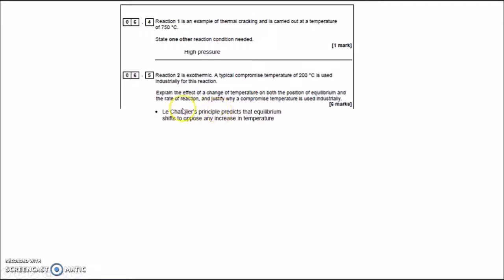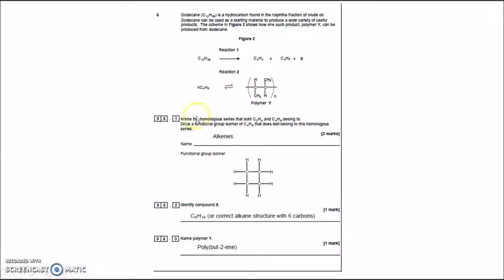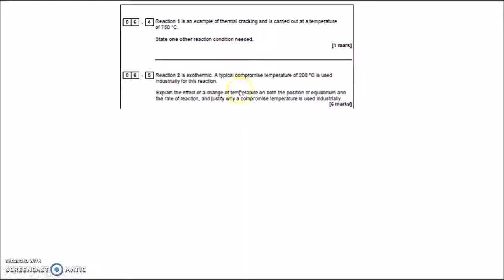And Le Chatelier's principle then says that what will happen is the equilibrium position will shift to oppose any increase in temperature. So Le Chatelier's principle says that the equilibrium position, that's for a reversible reaction like that, will shift to oppose the change. So what will happen, the effect of a change of temperature? As I increase the temperature, what's going to happen?